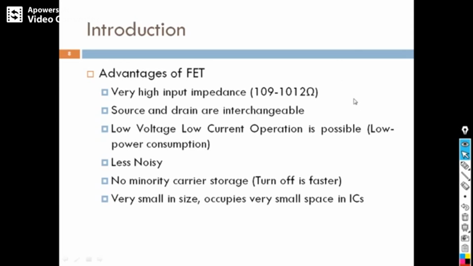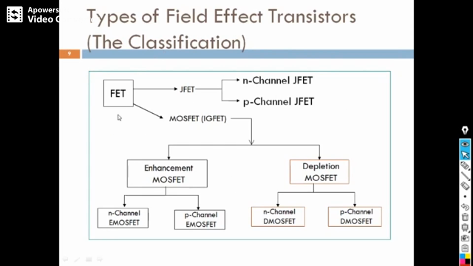So now you can see how the FETs are classified. FETs are classified as junction field effect transistor and MOSFET. We have seen earlier, in junction field effect transistors we have two types. One is N channel and the other one is P channel JFET. In MOSFET, we have two types. One is enhancement, the other one is depletion. In enhancement, we have N channel E MOSFET and P channel E MOSFET. Once again, in depletion, we have N channel D MOSFET and P channel D MOSFET. All these things, and the characteristics of all these things, we are going to study.